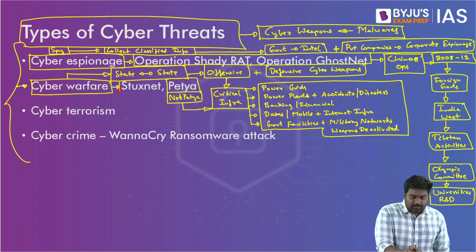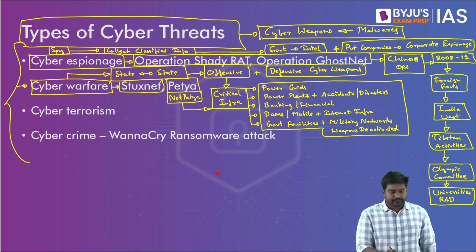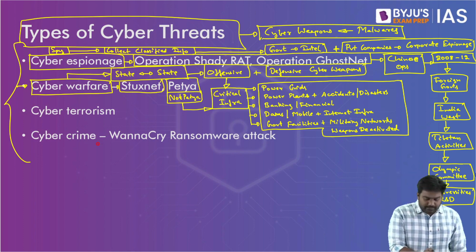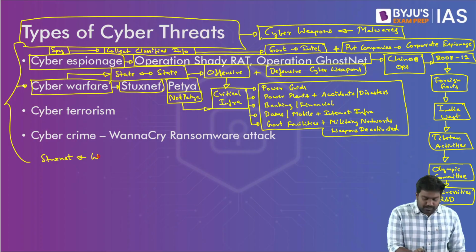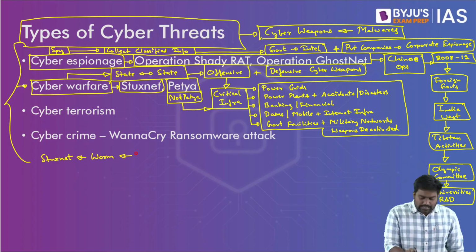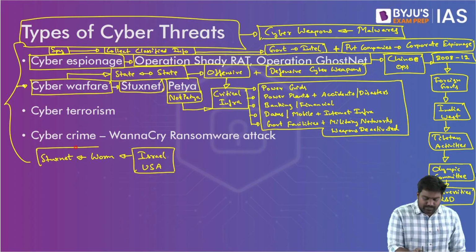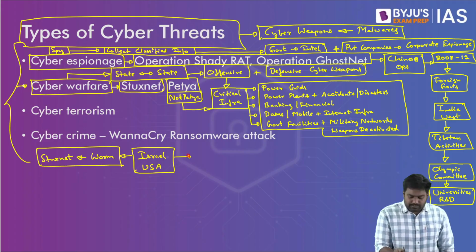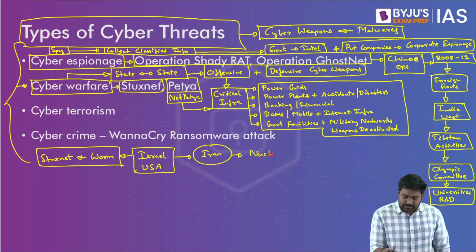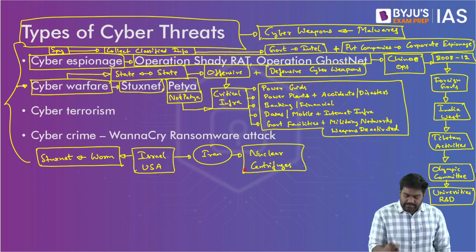Another major cyber warfare we have noticed is Stuxnet. Stuxnet was a computer worm allegedly developed by Israeli and American intelligence agencies. They used it to target Iran's nuclear centrifuges, and they caused the destruction of nuclear centrifuges in order to slow down Iran's nuclear weapons program.